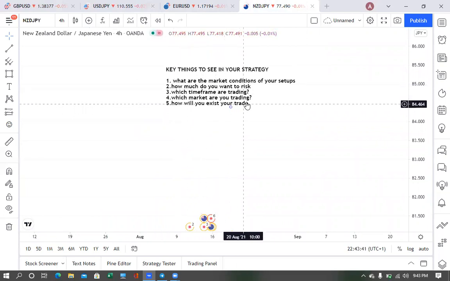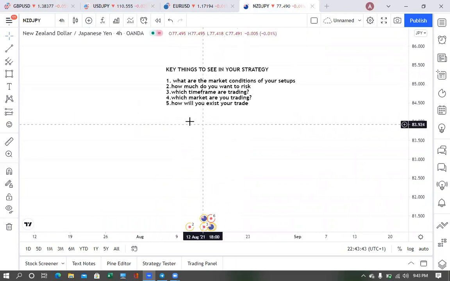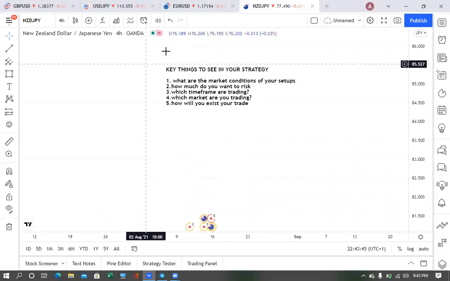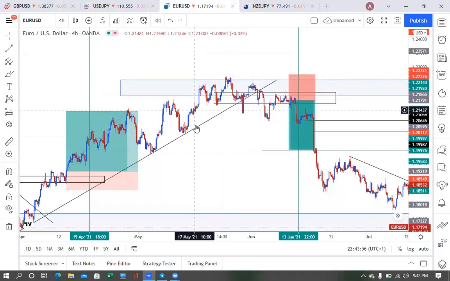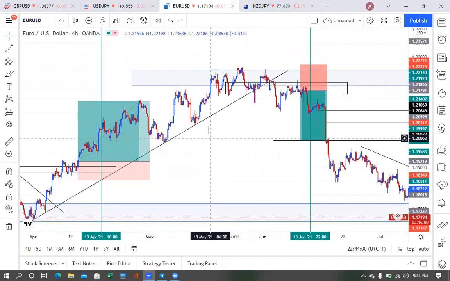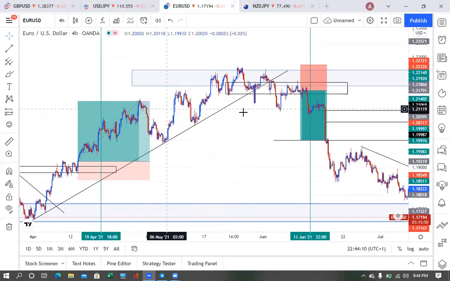Okay, then, which time frame are you trading? This one will tell you the time frame that you are trading. It defines the strategy that you use: which time frame does the strategy respect? For example, I'm just using the same chart. Here there is Euro USD, and it's in the 4 hours time frame. In this time frame, this strategy has been respecting this time frame.